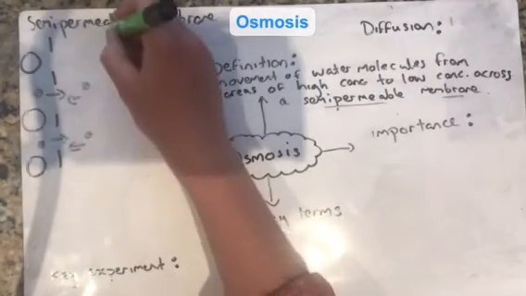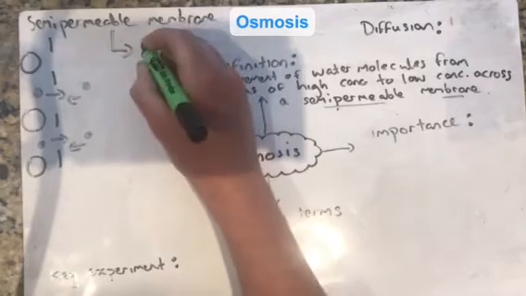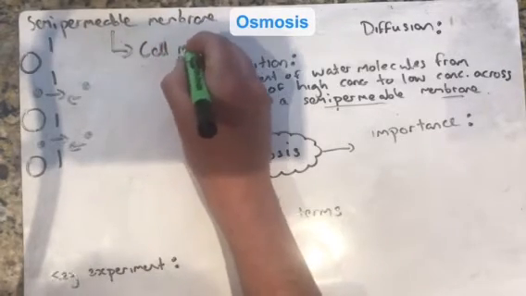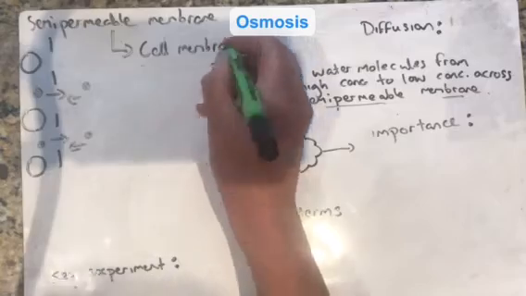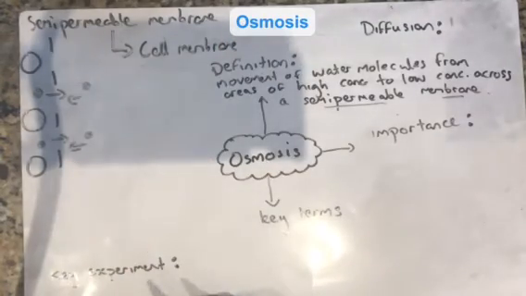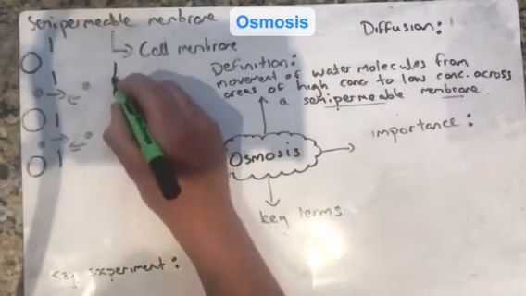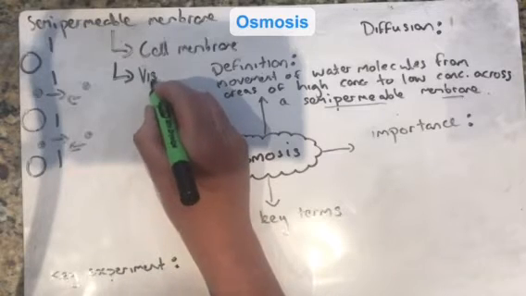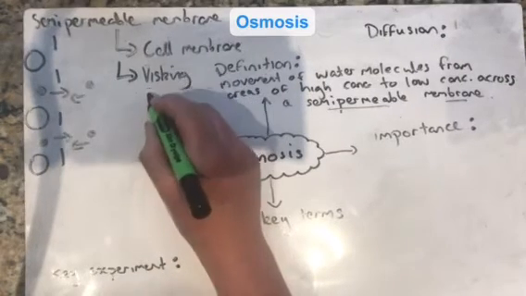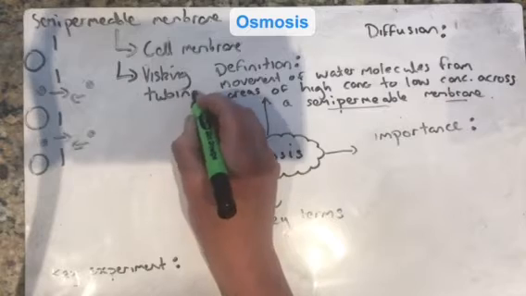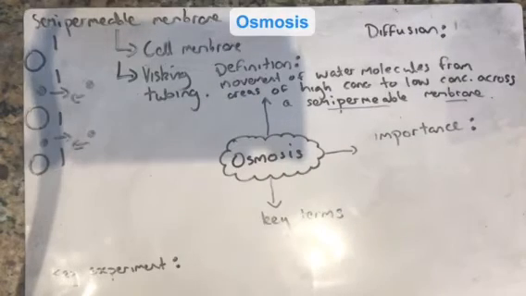Now examples of semi-permeable membranes in our body, girls, will be your cell membrane, okay, and other semi-permeable membranes, visking tubing, we'll talk about that in a second. That's something that we use to model the cell membrane during our experiment, our key experiment, which we'll talk about down here in a second. And we also need to talk about diffusion.